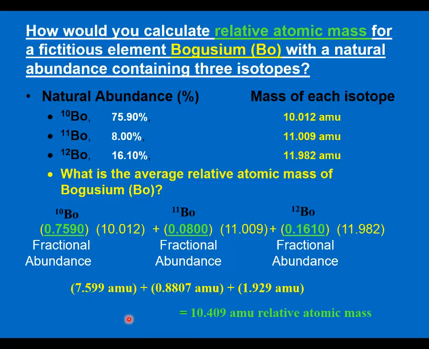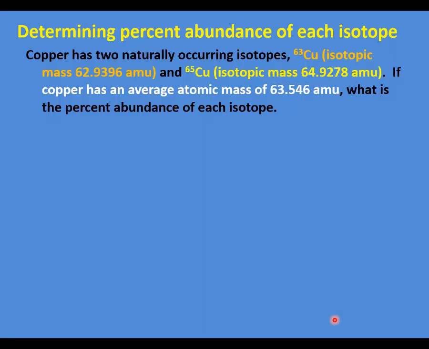Okay, so let's consider a case where we give you the relative atomic mass, but we don't have the fractional abundance or the percent abundance of the isotopes we're looking for. So let's solve for unknown fractional abundances and unknown percent abundances of isotopes in a mixture. Let's consider a mixture that has 2 isotopes present. We're going to look at copper. I have the copper 63 isotope and I have the copper 65 isotope.